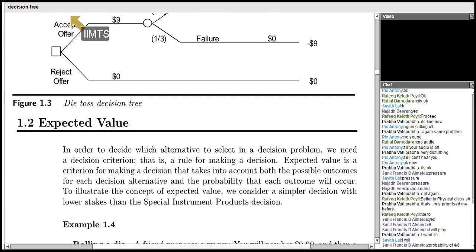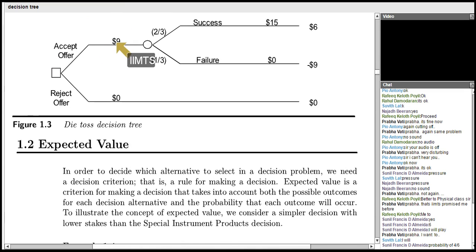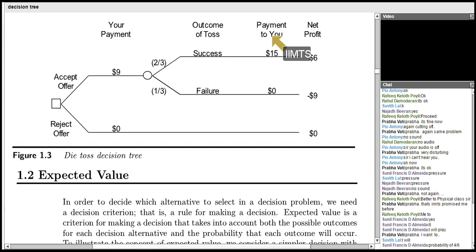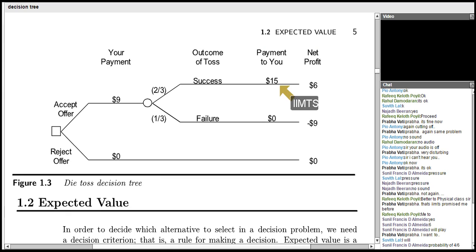So if you accept the offer, you're going to pay $9. Now, the probability of winning is 2 on 3, and the probability of losing is 1 on 3. So if you win, your friend is going to pay you $15, which means your net profit is $6. But if you fail, you're going to lose your $9, this $9 you gave your friend. And if you reject the offer, there's nothing to lose.